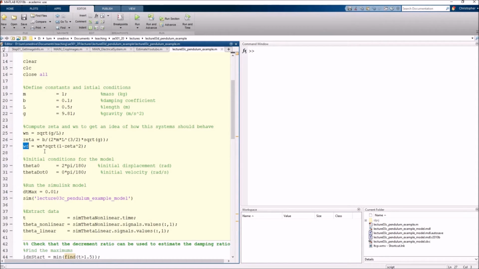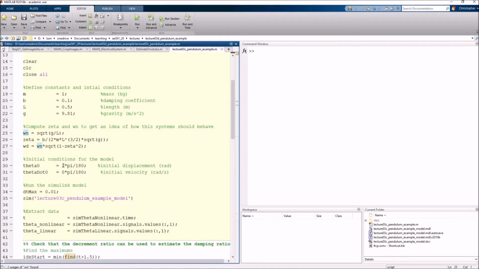And we should be very careful. This should be the frequency of oscillation of the linear system, right? Because the idea of damping ratio, natural frequency, damped natural frequency, these are all linear ideas. So the nonlinear system doesn't have to behave according to these parameters at all, only the linear system. Okay, so let's move on.